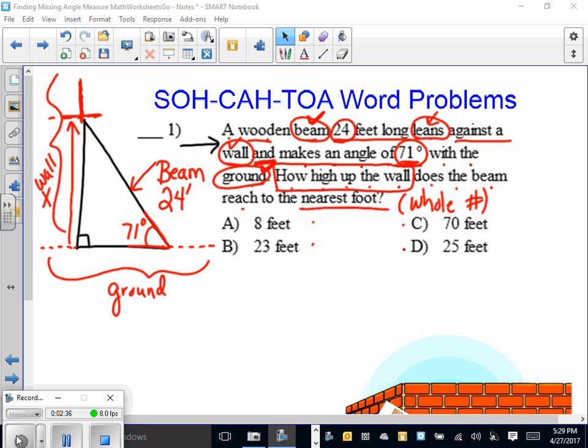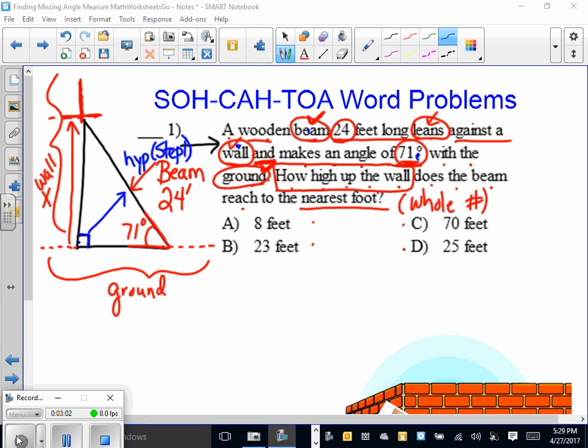Okay, now that I have it, I know where the beam is, and I know where the wall is, and I know where my angle is. I now come over to the triangle, and I'm going to label it using our four-step process. Step 1, find the right angle. Across from the right angle is the hypotenuse. So I'm going to label it first.